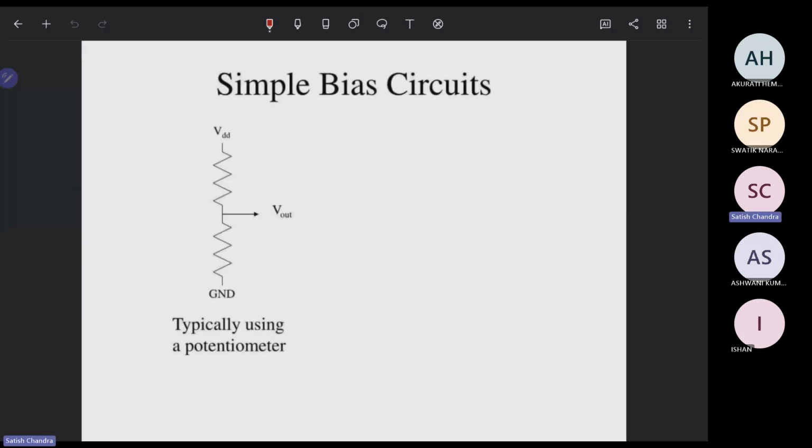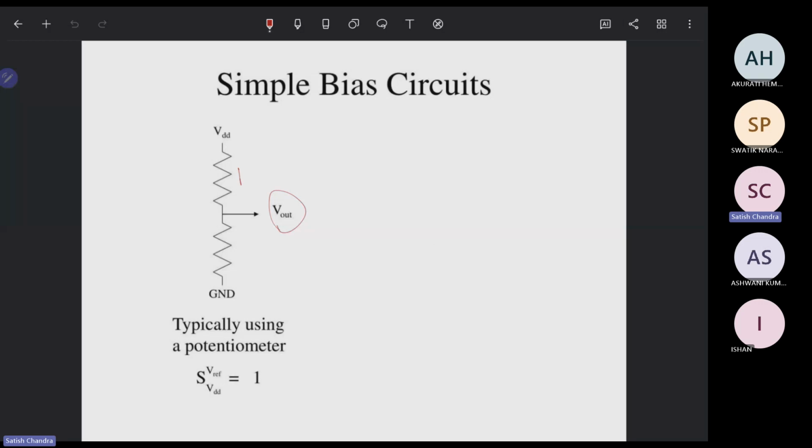Now let's check the simple bias circuit. The simple bias circuit is nothing but applying the voltage divider rule. So this is basically a typical potentiometer. How are we going to find the voltage here? If I write the voltage across this one, what are we going to write here? Anybody can tell me?